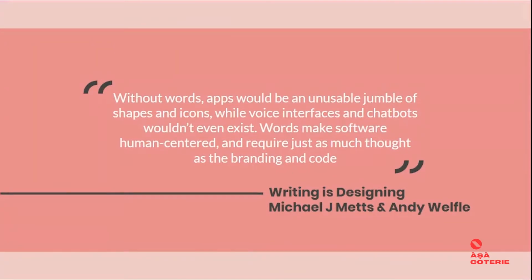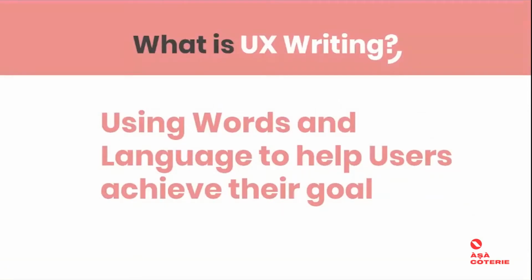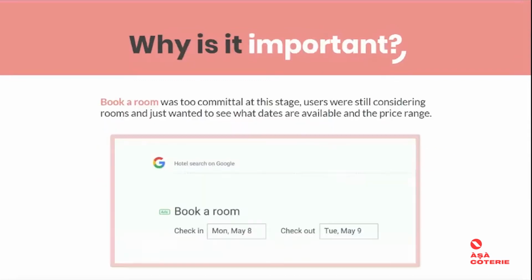So it's important for us to care as much about the words as we care about the colors, the spacing, and every other thing that goes into design. The book is by Michael J. Metz and Andy Weffel. I think one of them works at Adobe. I don't know which. So yes, what is UX writing? This is the most simplistic, easiest definition that I can think of for UX writing. UX writing is basically using words and language to help users achieve their goal. That's as simple as it gets.